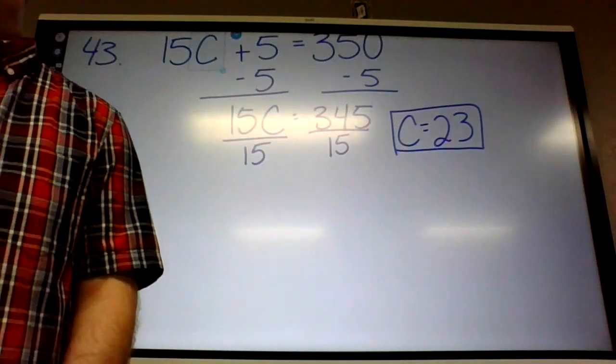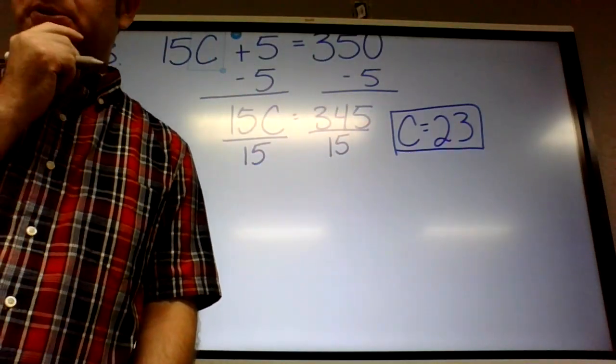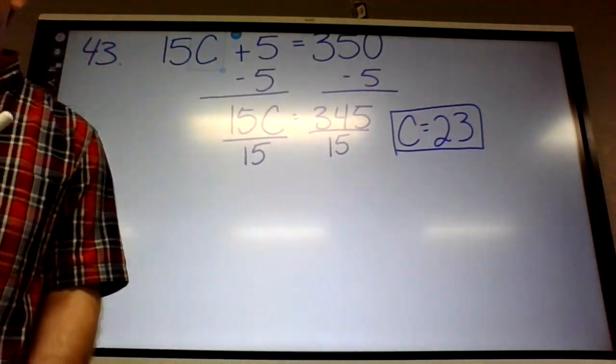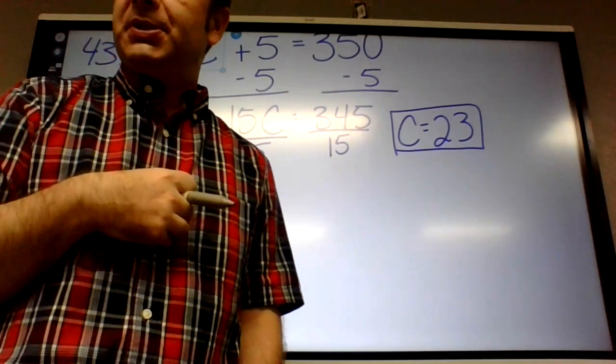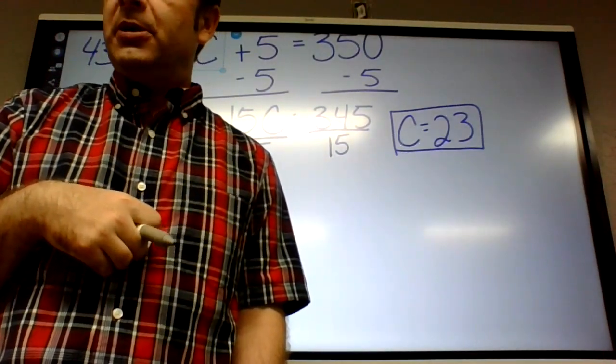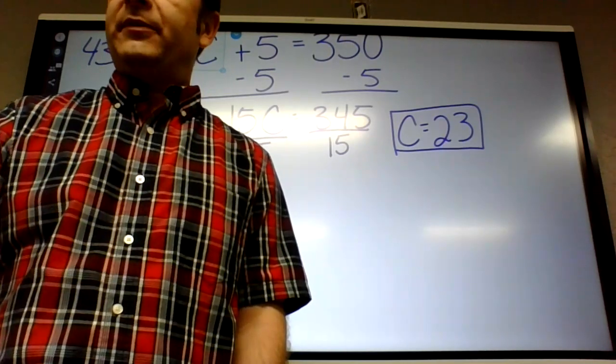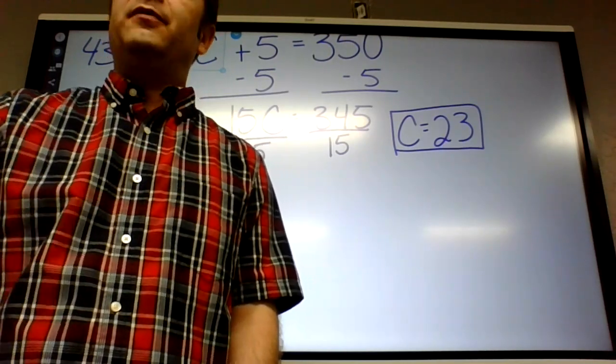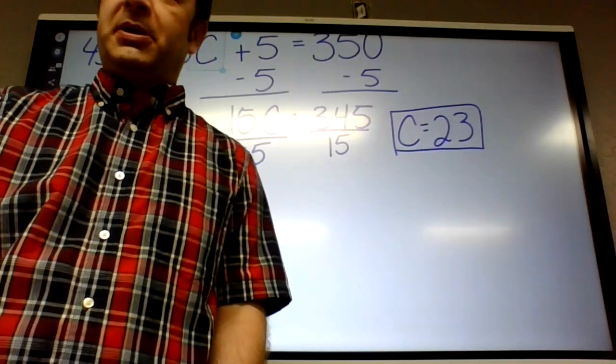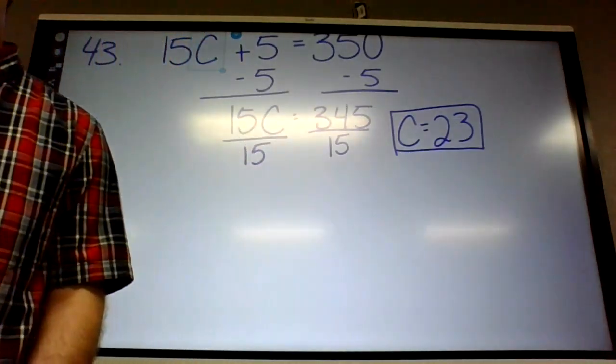Okay, 44 is pretty similar. Let's look at that one. A local natural gas company charges small businesses a $22 monthly connection fee. So they have to pay $22 every month. It's kind of how a telephone bill works.